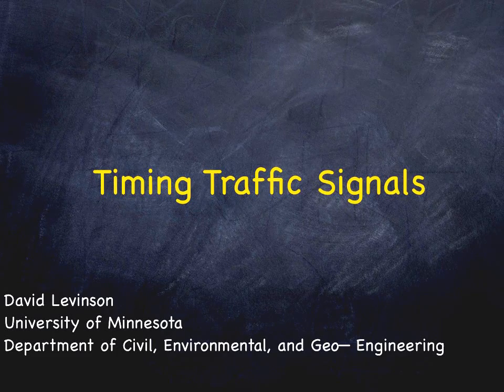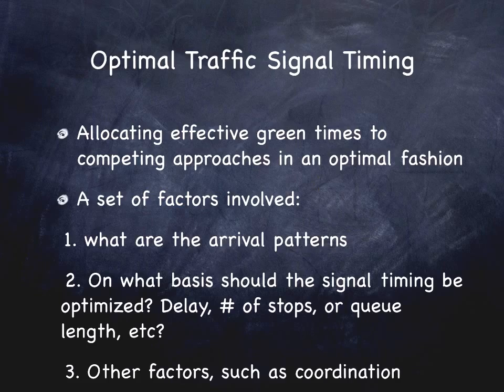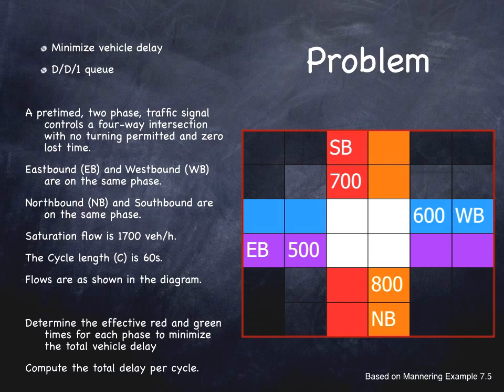This video lecture is going to look at how to time traffic signals. Optimal traffic signal timing requires allocating effective green times to competing approaches in an optimal fashion. We need to know the arrival patterns, and on what basis the signal timing should be optimized. Are we trying to minimize delay, number of stops, or queue length, and what other factors are at play, such as coordination? There are many factors. This example is going to simplify them and look at minimizing vehicle delay.